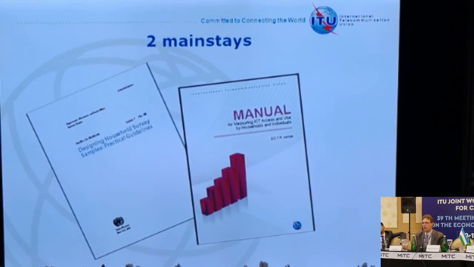So, of course, there's our manual. I will say a little bit more about it in the next presentation. And the other mainstay is Designing a Household Survey: Samples, Practical Guidelines. I think it's really from somewhere in the last century, but there's some modern technology to do your surveys. In the end, it hasn't changed that much. You need to go out, ask questions to people, and then process the data.